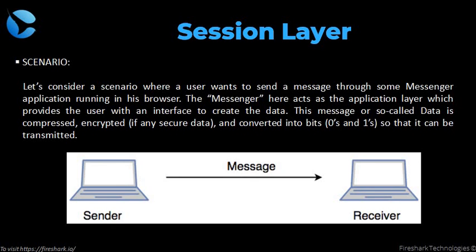Let's consider a scenario where the user wants to send a message through a messenger application running in the browser. The messenger here acts as the application layer, which provides the user an interface to create the data. The message, or so-called data, is compressed, encrypted if it is secure data, and converted into bits, that is zeros and ones, so that it can be transmitted.